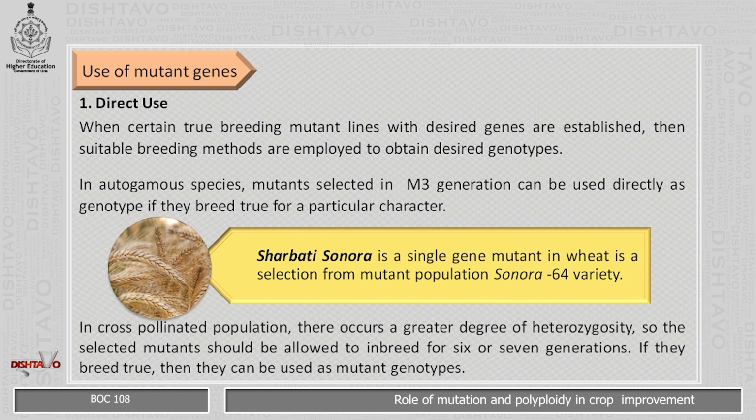In a cross-pollinated population, there occurs a greater degree of heterozygosity. So the selected mutants should be allowed to inbreed for 6 or 7 generations. If they breed true after this inbreeding, then they can be used as mutant genotypes.